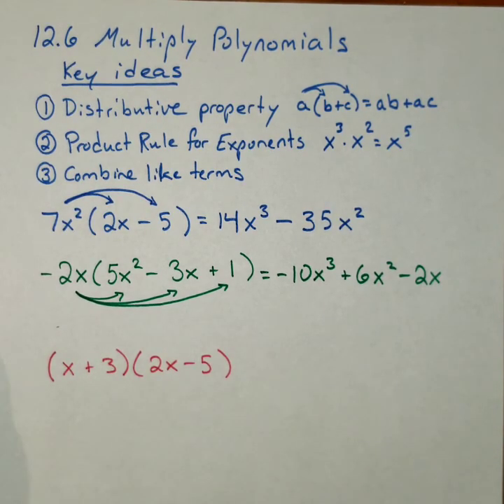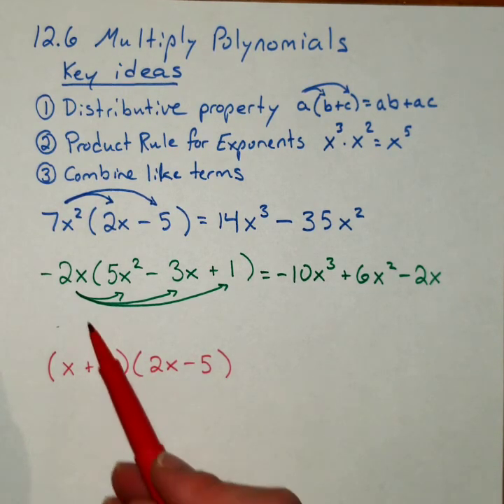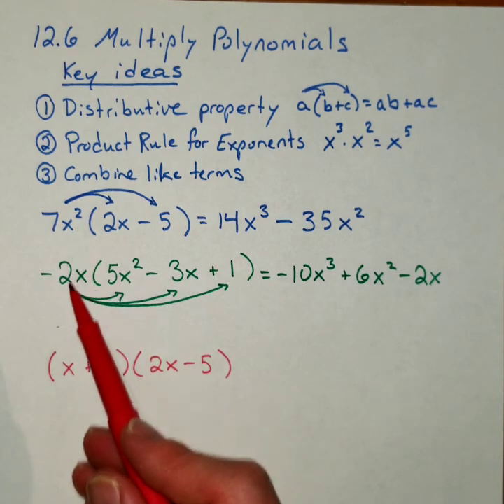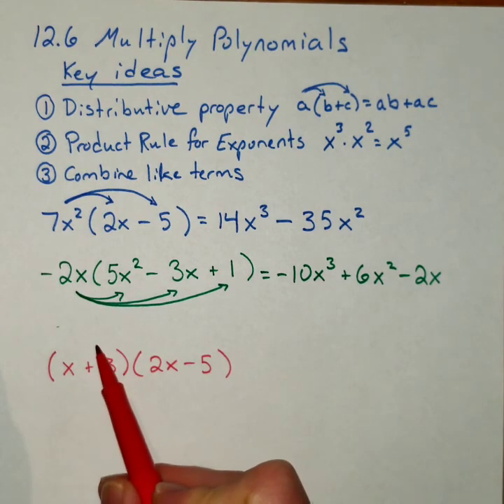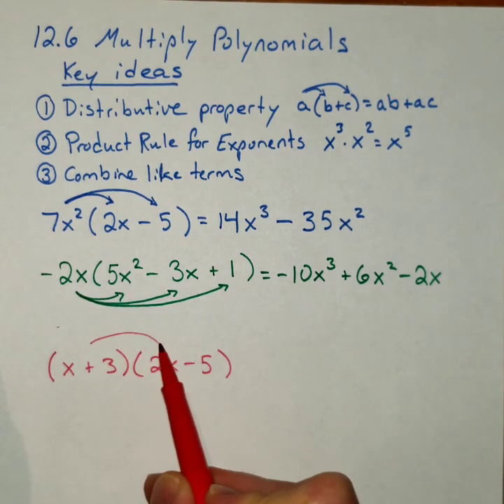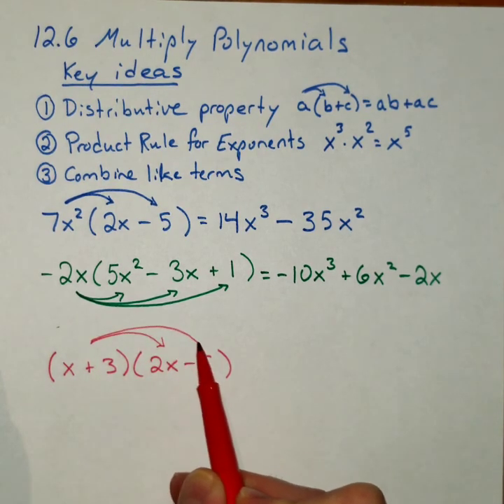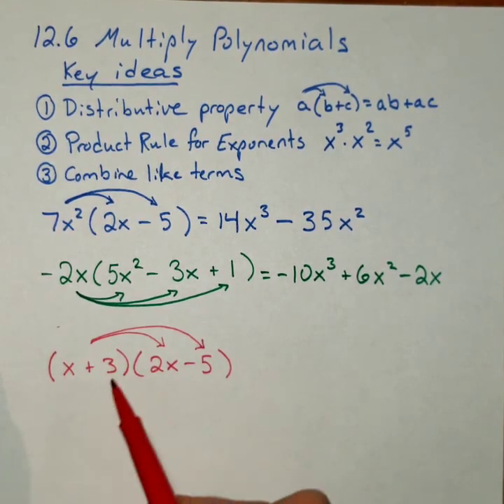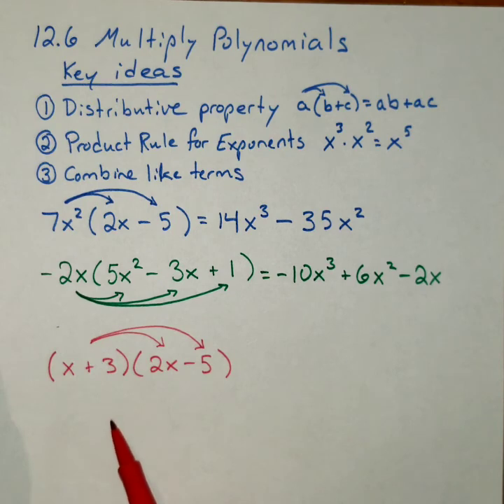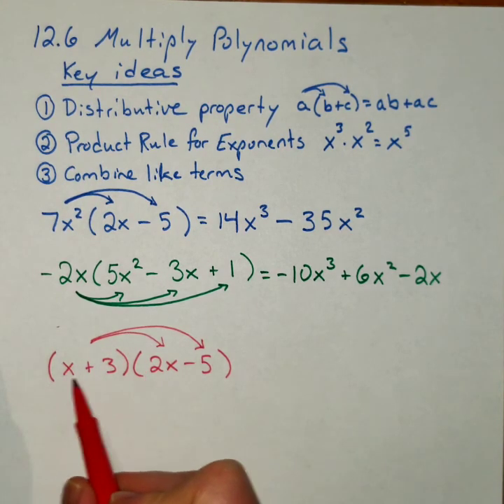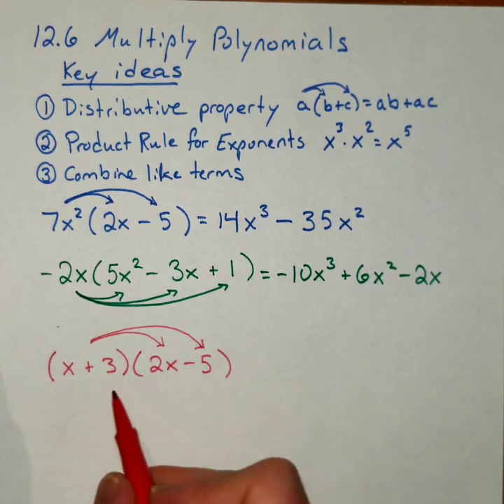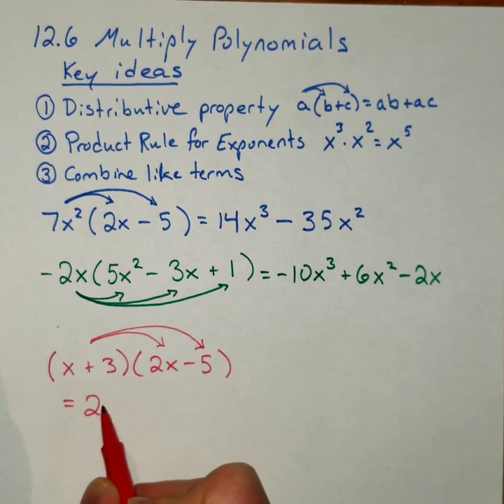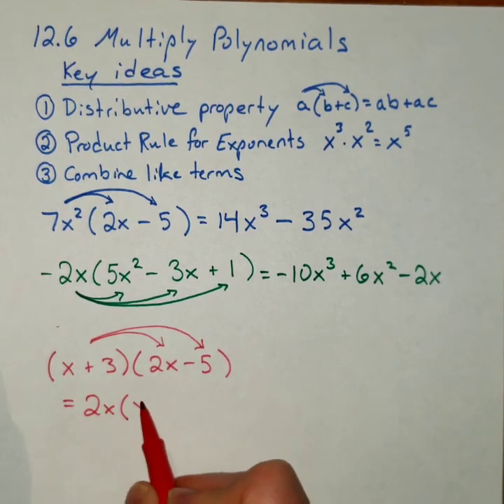Let's do x plus 3 and 2x minus 5. Now I'm going to treat this binomial on the left just like I did the monomials before, and I'm going to distribute it into the parentheses on the right. I'm going to distribute this whole thing. And so when I do that, I get this whole thing times 2x. I'm going to just call it 2x times x plus 3.